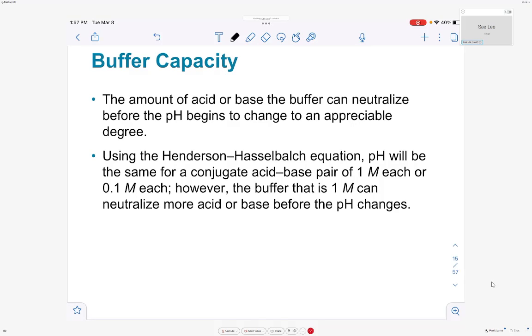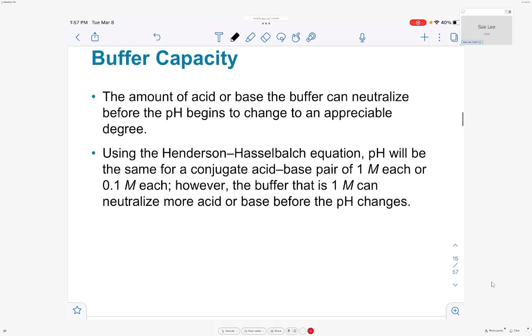Every buffer has its own capacity. Buffer capacity refers to the amount of acid or base that a buffer solution can neutralize before the pH changes dramatically. Okay, that's the buffer capacity. If we use the Henderson-Hasselbalch equation, the pH for a buffer solution with 1 molar conjugate acid base pair equals that of a buffer solution with 0.1 molar acid base pair.